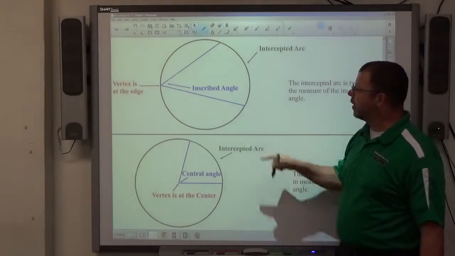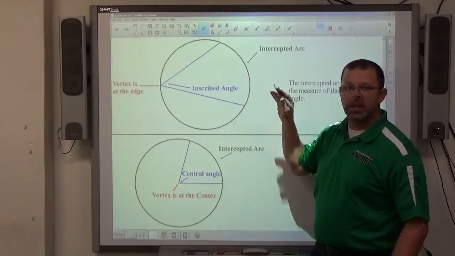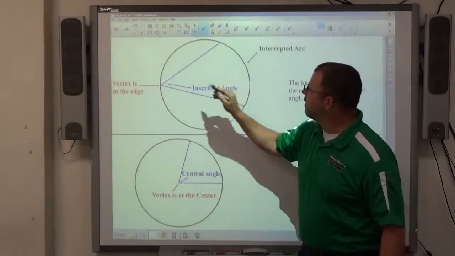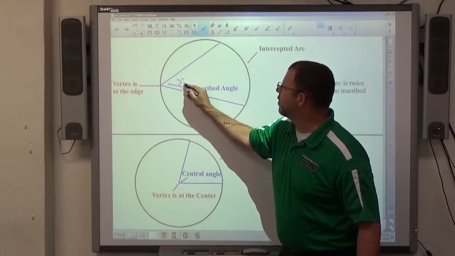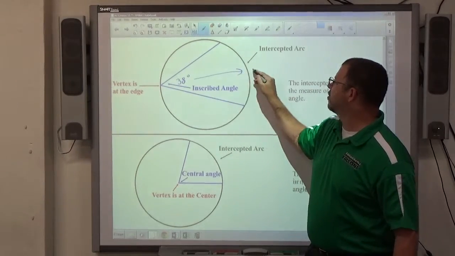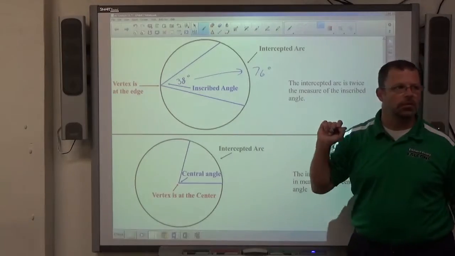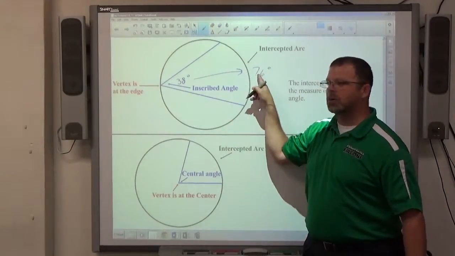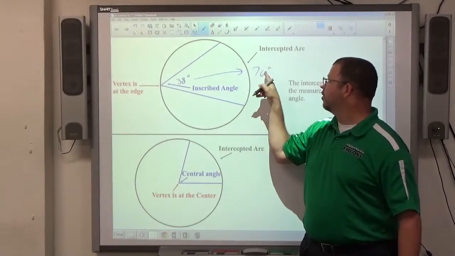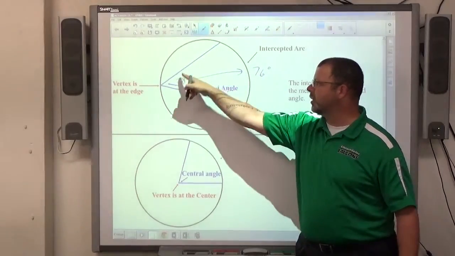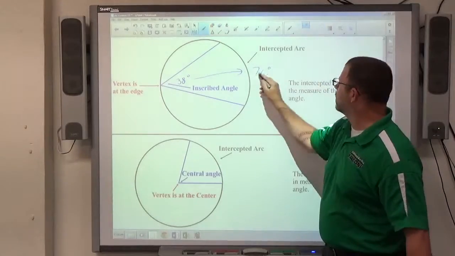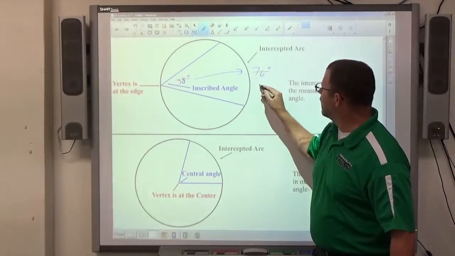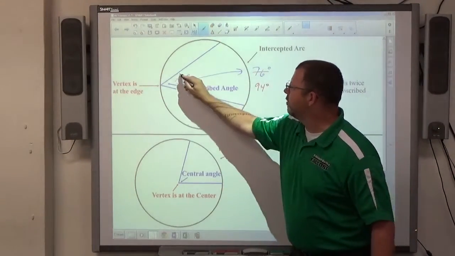That's the property between this angle and this arc in degree world. Okay, so if this angle, let's say, is 38 degrees, then this arc is going to be 76 degrees. Okay? And again, that's if the vertex is on the edge, you double the angle measure. And also you can half the arc measure to get the angle. So if the arc were 94 degrees, this angle would be 47 degrees.